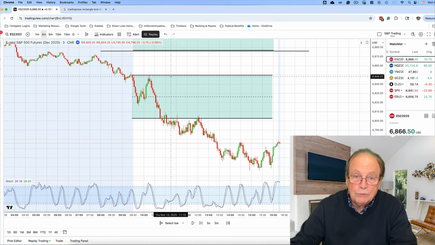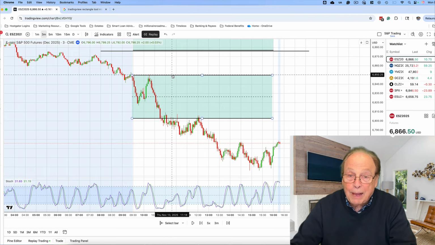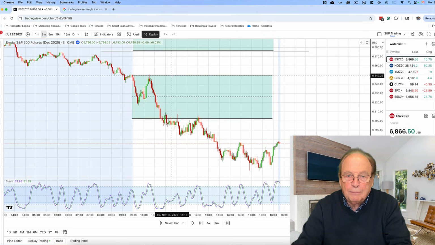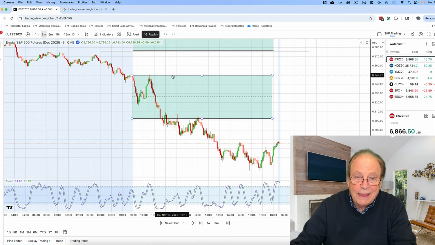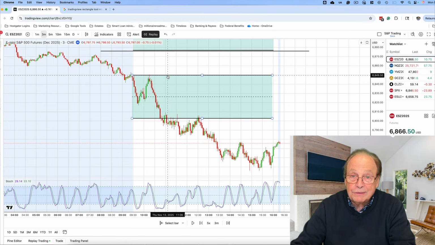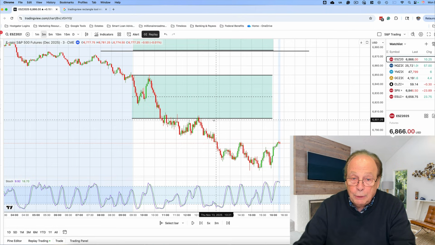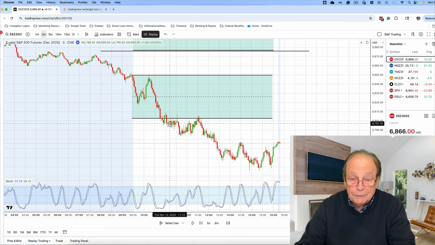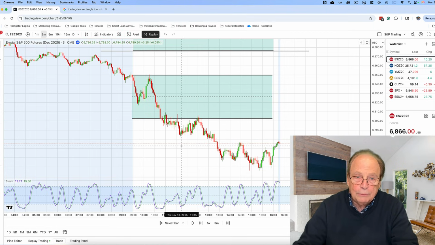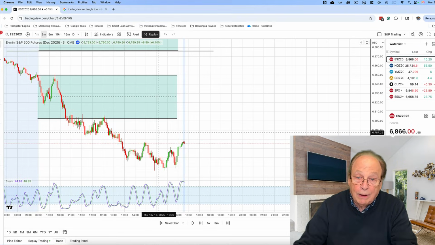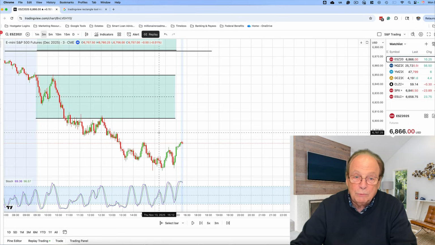But with respect to the box theory, we want to trade within a box where we can take it that the greatest point of resistance is at the top of the box, and the greatest point of support is at the bottom of the box. On this particular day, prices traded beyond the trading zone, fell down below it. And on most days, it's going to trade within the trading zone.